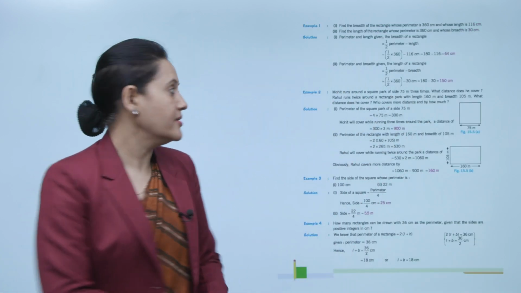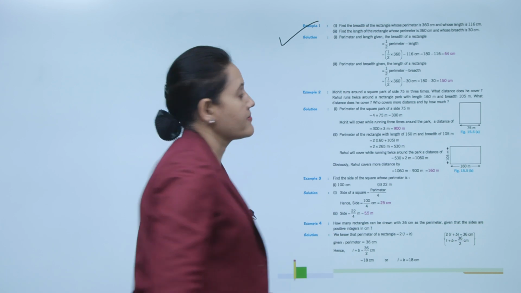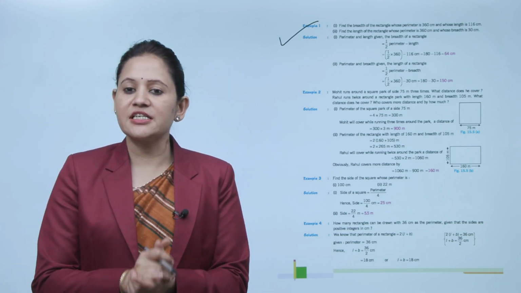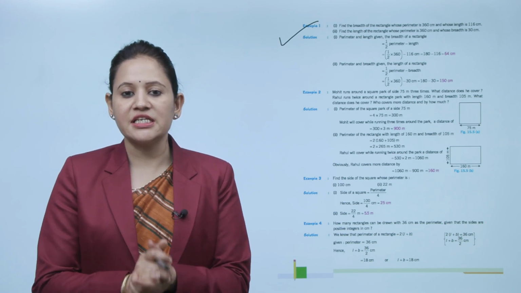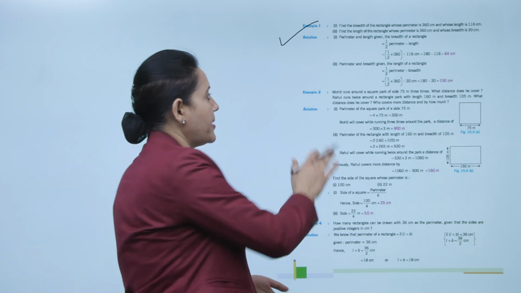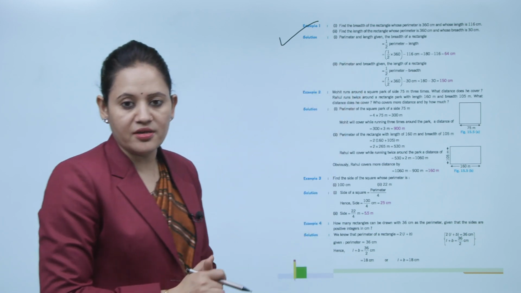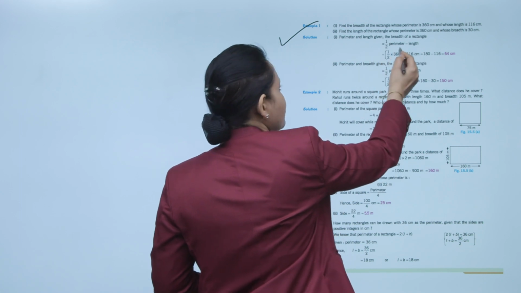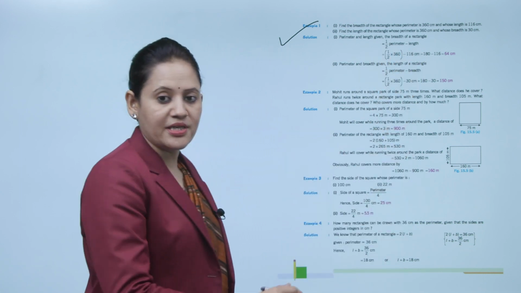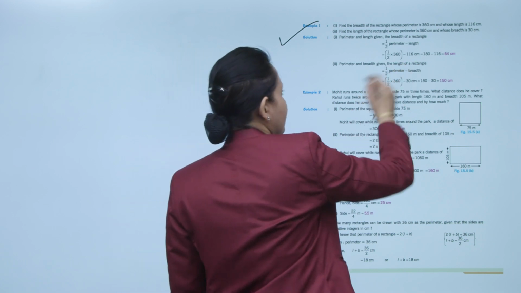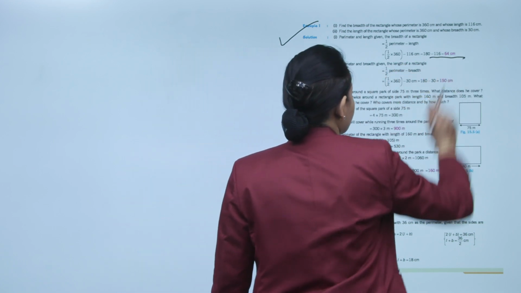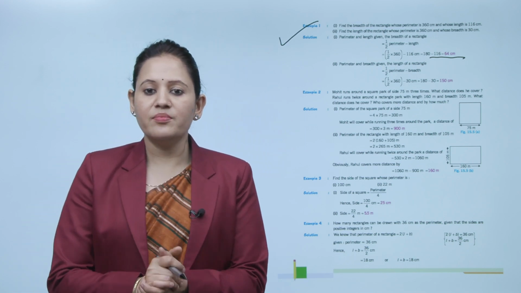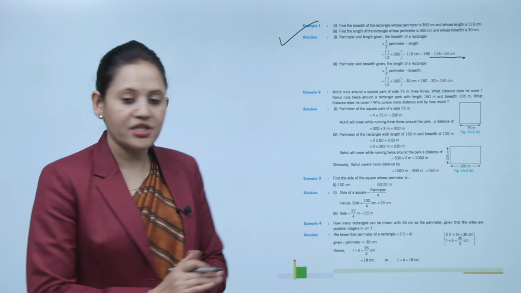Now we will take an example. Find the breadth of a rectangle whose perimeter is 360 centimeters and length is 116 centimeters. So here the perimeter and length are given, we have to find the breadth. So breadth of rectangle is 1 by 2 perimeter minus length. So 1 by 2 perimeter, 360, minus 116, that is equal to 64 centimeters. Clear? So this way we can find the breadth of the rectangle. So practice all these examples.